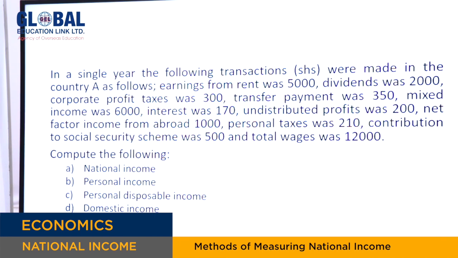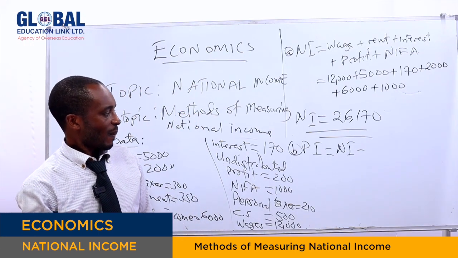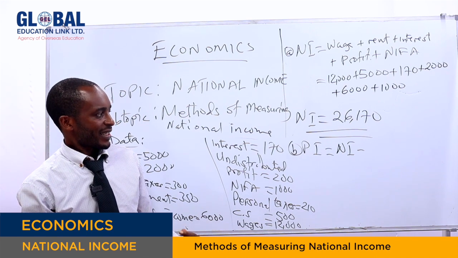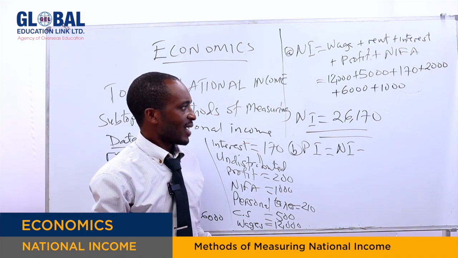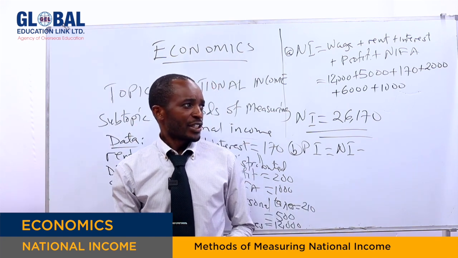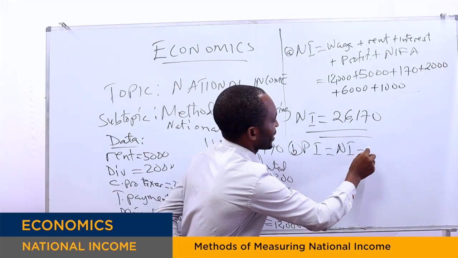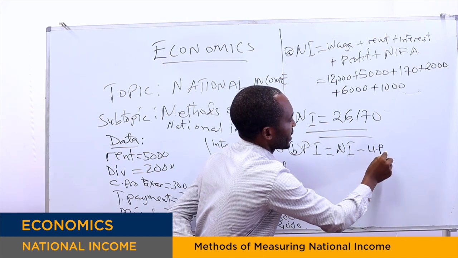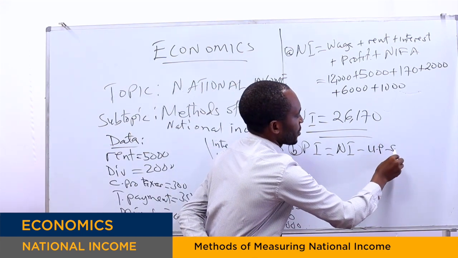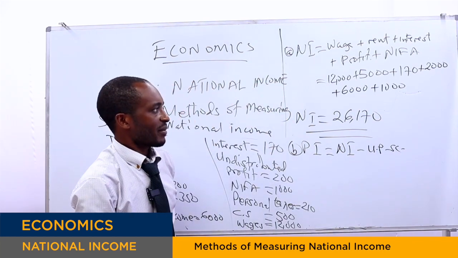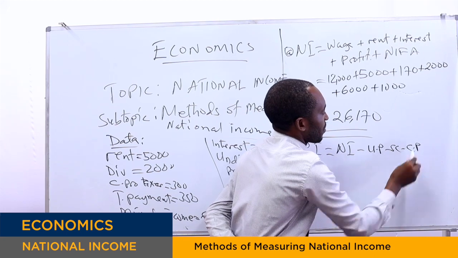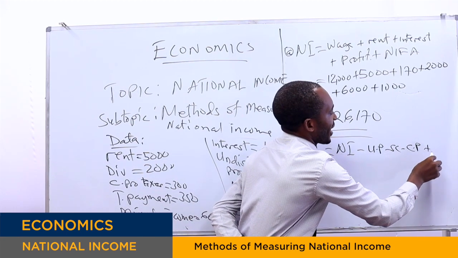You subtract those incomes which are earned but not received, like undistributed profit, social security scheme contributions, and corporate profit taxes. So here you'll subtract the undistributed profit, then you subtract social security schemes, then you subtract the corporate profit taxes, then you add the transfer payments.